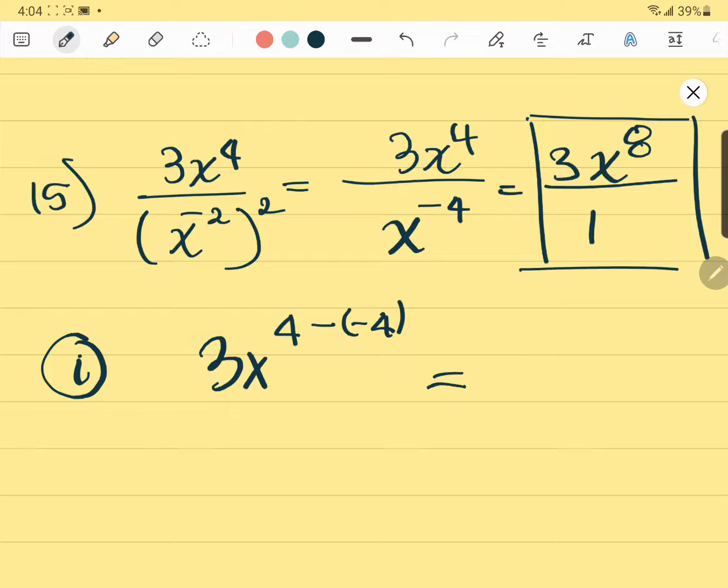Negative 4 becomes plus, right? Because you have two negatives, that's an even power, even, right? And then we know even is plus. Okay, so now it will be 4 plus 4 is 8. That is way number 1, okay?